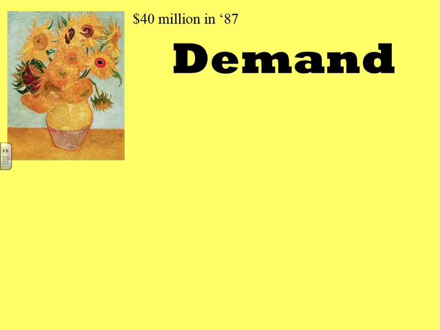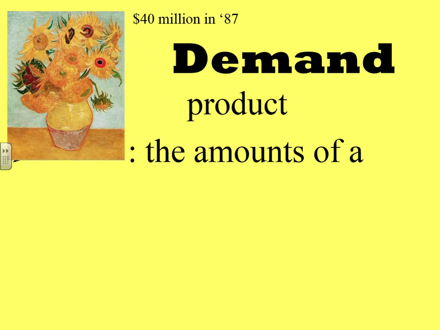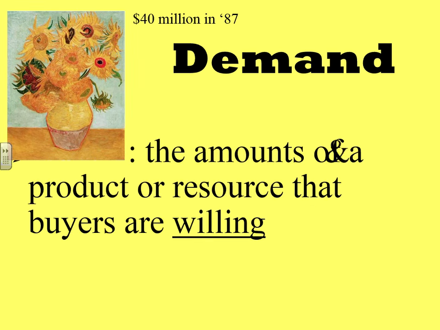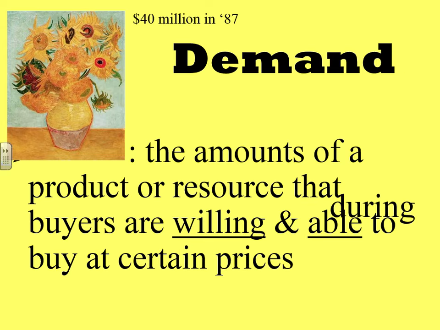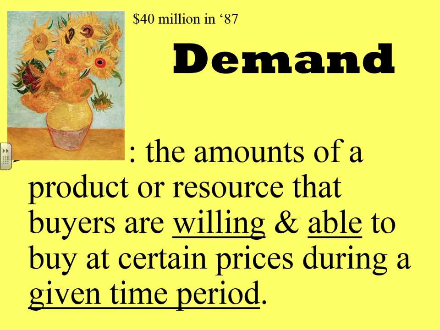The definition of demand is conditional. You might have noticed in the book that there are three main conditions. You have to be willing and able at this time period. It's the amount that people will buy of a product or a resource that they're willing to buy and able to buy at that time period.